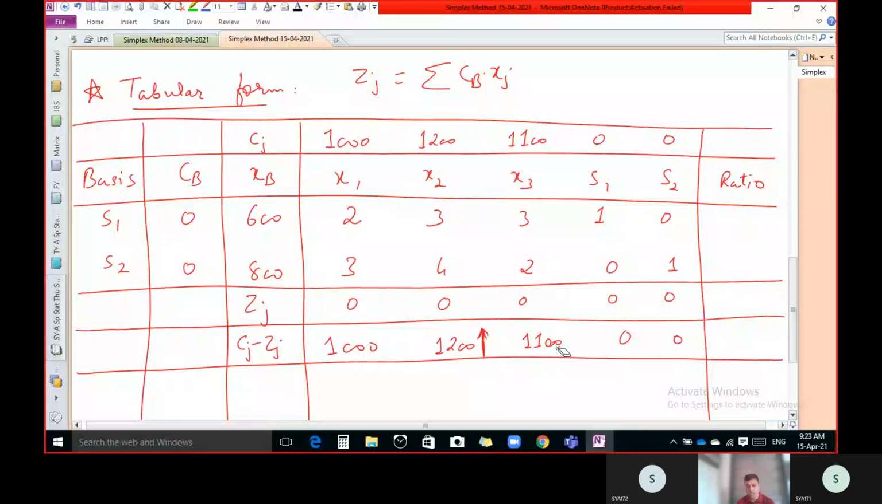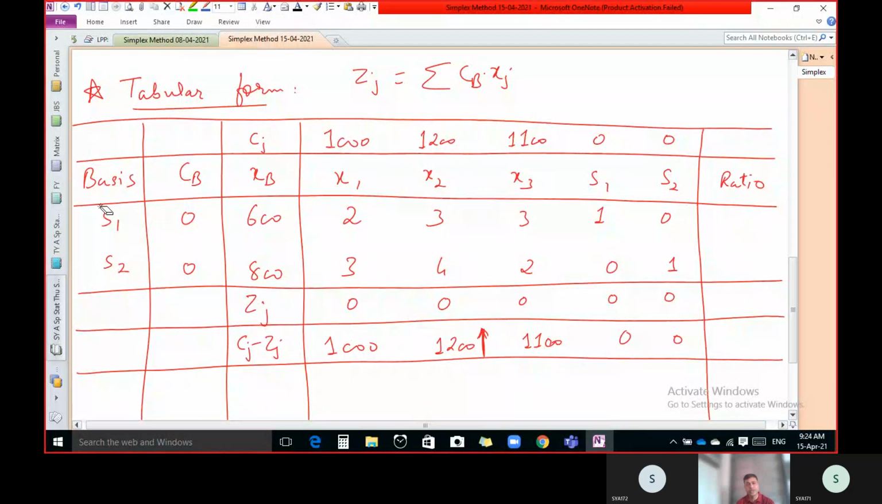Now if no one is positive here, if all are either negative or zero, that indicates it is the end of the problem. It means we have an optimum solution in that situation. Right now we have positive values, which indicate scope for improvement of the problem. So this 1200 is the highest value. Select that one. The corresponding column is known as the key column, and the corresponding variable, x2, will enter into the basis in our next table.